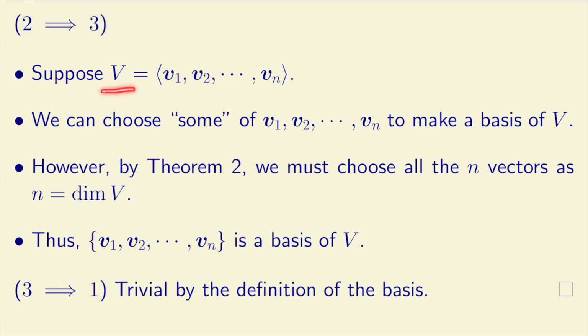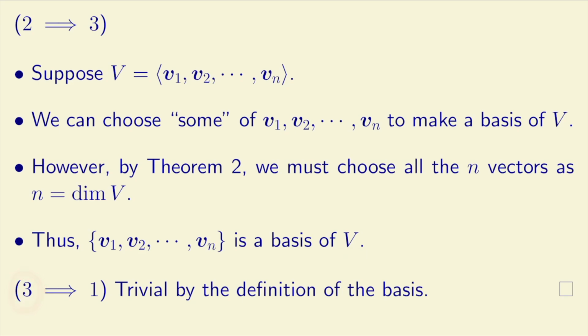Suppose V is generated by these n vectors. Then we can choose some of these vectors to make a basis of V. Now, by theorem 2, we must choose all of the n vectors because the dimension of V is n. So this set of n vectors must be a basis of V, and it's done.